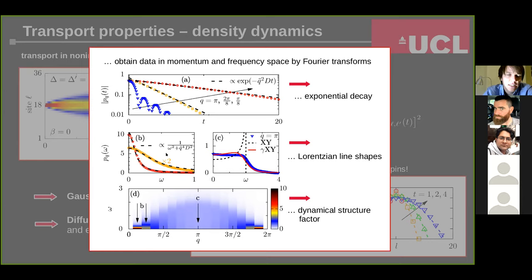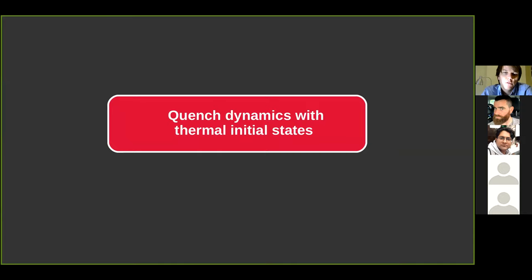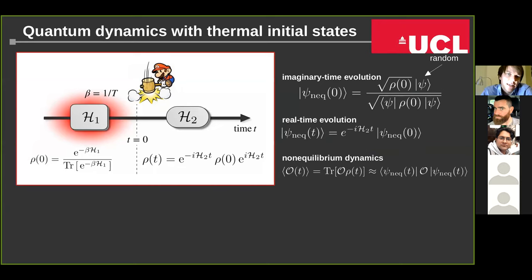Okay, so this is what I wanted to tell you about transport. So now I want to come to these quench dynamics with mixed initial states. In the beginning, I introduced these quenches with pure states, but now we have a slightly different situation in mind. So consider, for example, a situation where you have your system described by some Hamiltonian H1, and it is in contact with some large heat bath at some inverse temperature beta, and then under some assumptions, which you know better than I do, weak coupling between the system and the bath, for example, we can assume that this system can be described by this density matrix here of Gibbs form. So we have this e to the minus beta H. So this is our initial state.